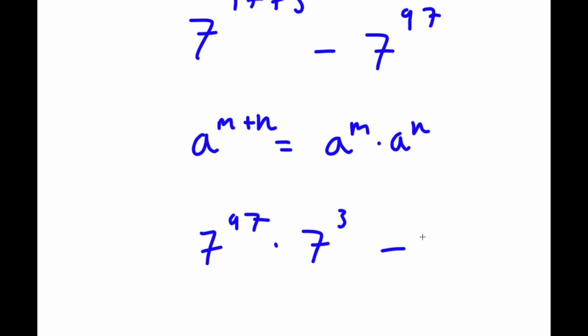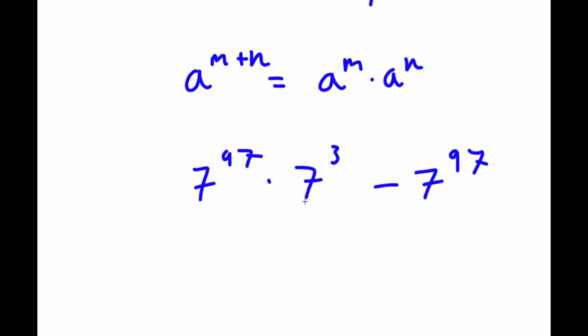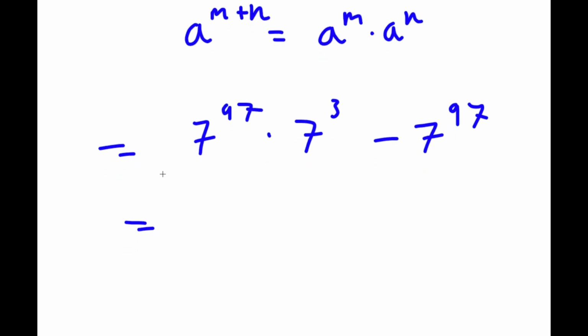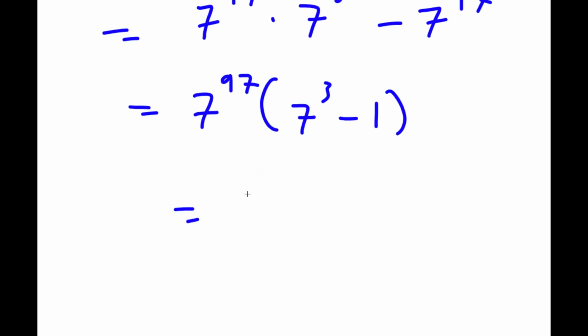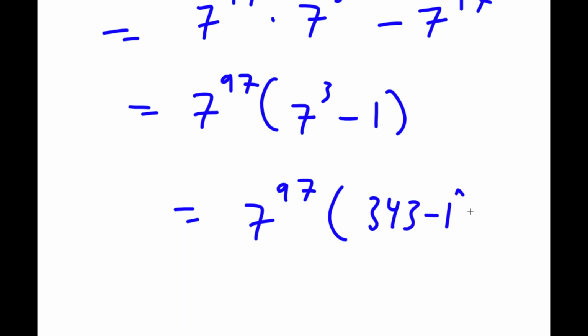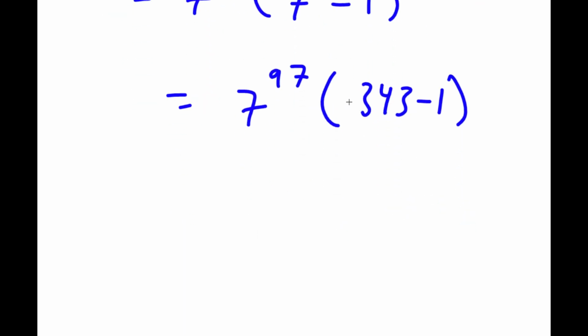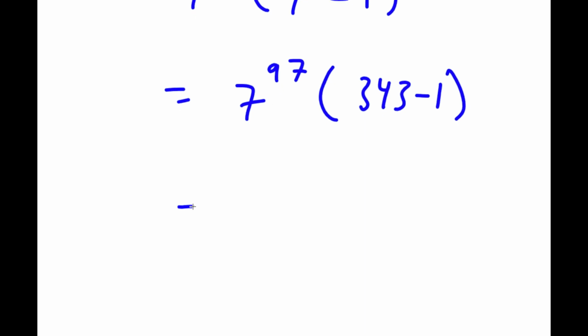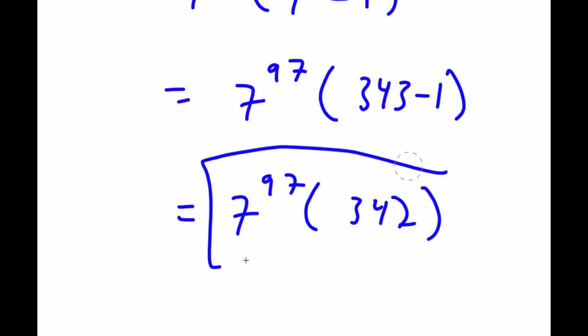Now I have this minus 7 to the power of 97. Now from here, if I factor out 7 to the power of 97, I get 7 to the power of 97 times 7 to the power of 3 minus 1. 7 to the power of 3, that's actually equal to 343. So now I have 7 to the power of 97 times 343 minus 1. And 343 minus 1, that's equal to 342. So now I have 7 to the power of 97 times 342, which is my answer.